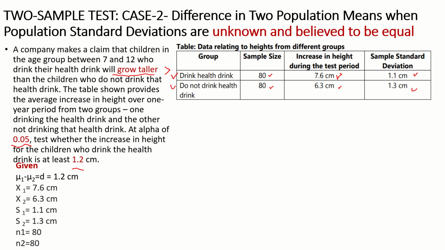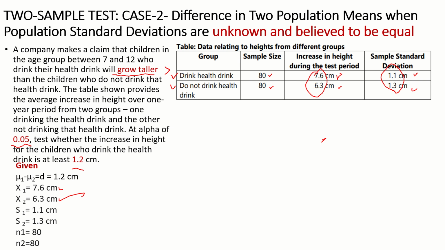This is x1 bar, this is x2 bar. So these are the data that we have taken, and the sample standard deviation we have been given is 1.1 cm for the first group, and for the second group it is 1.3 cm. This is the data we have been given here.